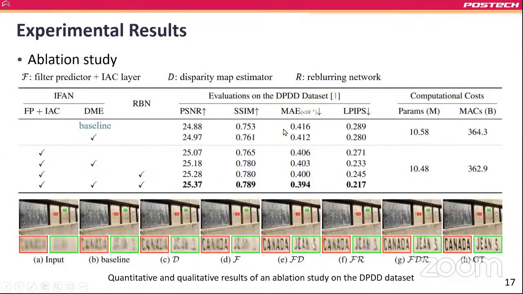And these are the results. First we show some ablation study results. When we have this disparity estimator, we have some improvement in accuracy. Then this part is about the iterative filter prediction, and this part is the reblurring network. You can see that by adding these components one by one, we obtain increased performance of our deblurring network.